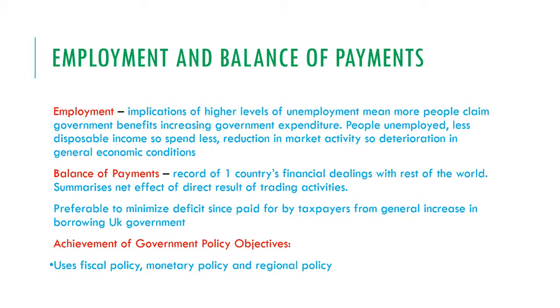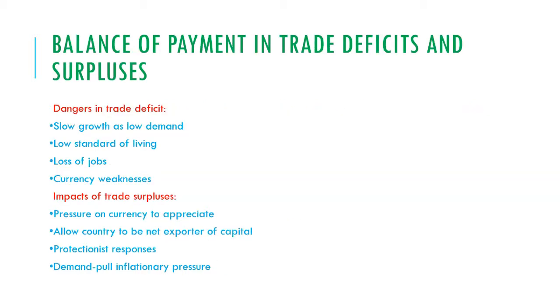The achievement of the government policy objectives is when you're using your fiscal policy, your monetary policy, and your regional policy. These three policies allow the government to meet their objectives. And we'll get on to those and talk about them a wee bit later on. So, firstly, we'll talk about the balance of payments and trade deficits and surpluses.